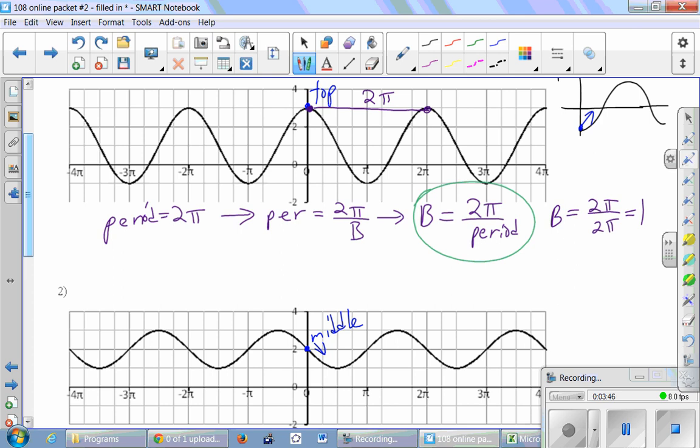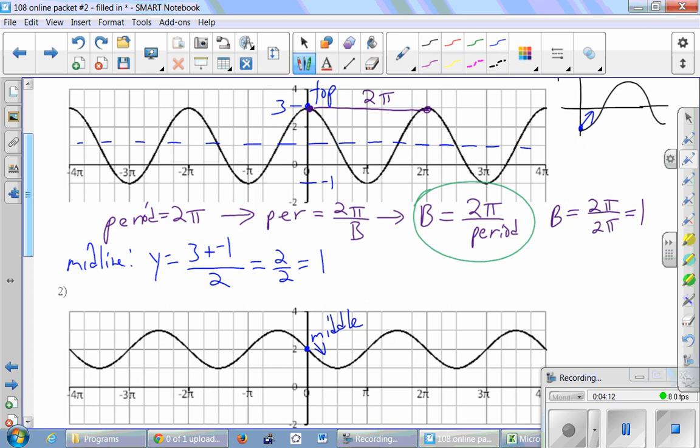Next thing to do is find the middle. So let's find the middle. The bottom here is at -1. The top is up here at 3. So then the midline is just the average of those two. So y is equal to the average of those two things. So 3 plus -1 divided by 2, 2 over 2, or 1. Middle is at y equals 1. That seems reasonable.